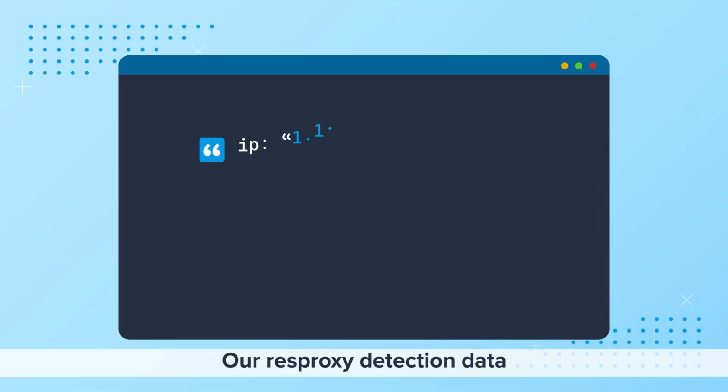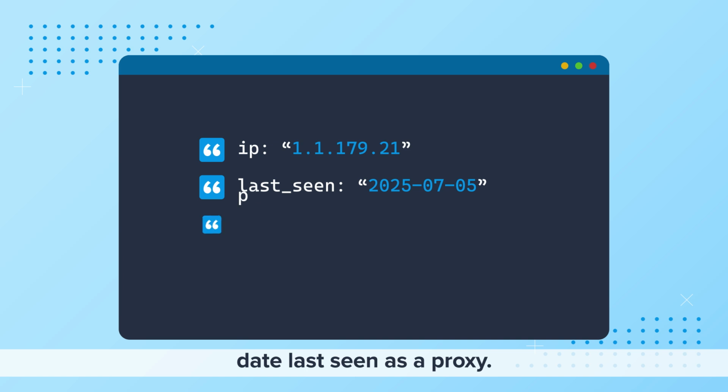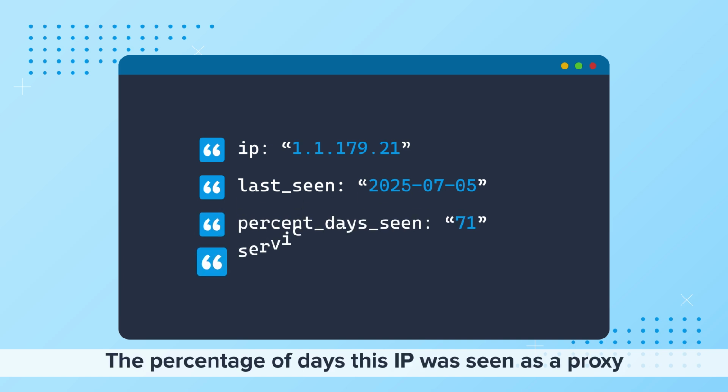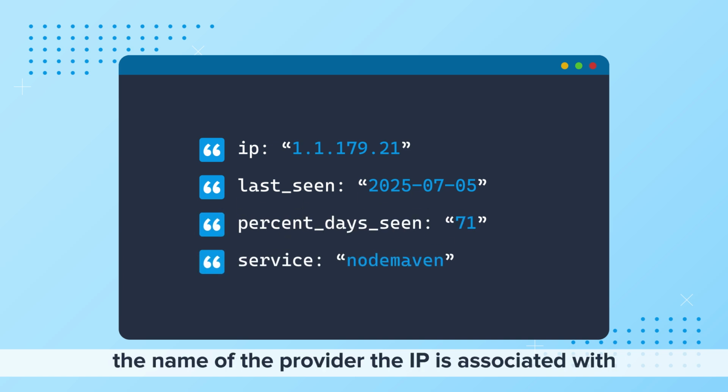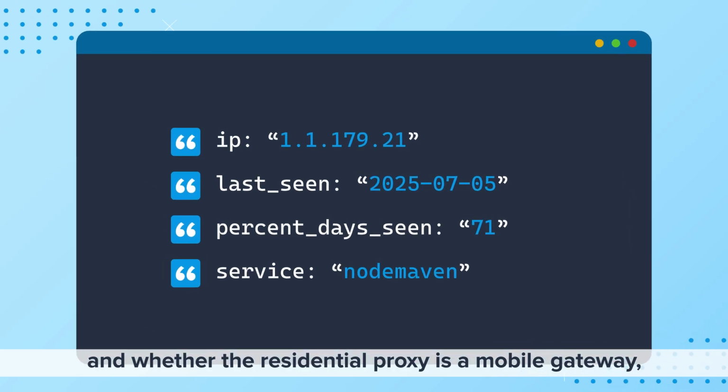Our res proxy detection data helps users identify what IP addresses have been associated with a residential proxy, and how to assess that risk. Let's look at a real example. We provide key context about residential proxy IPs: date last seen as a proxy, the percentage of days this IP was seen as a proxy, the name of the provider the IP is associated with, and whether the residential proxy is a mobile gateway.